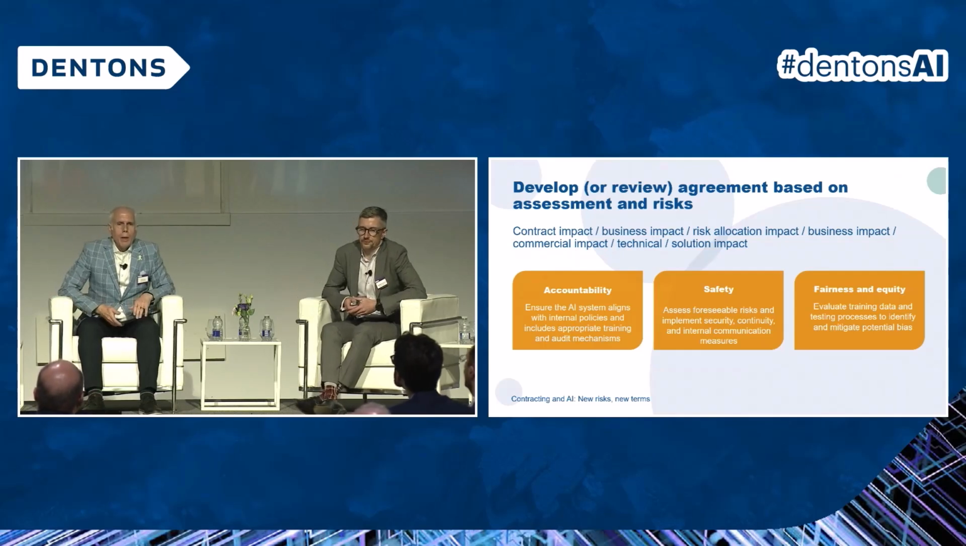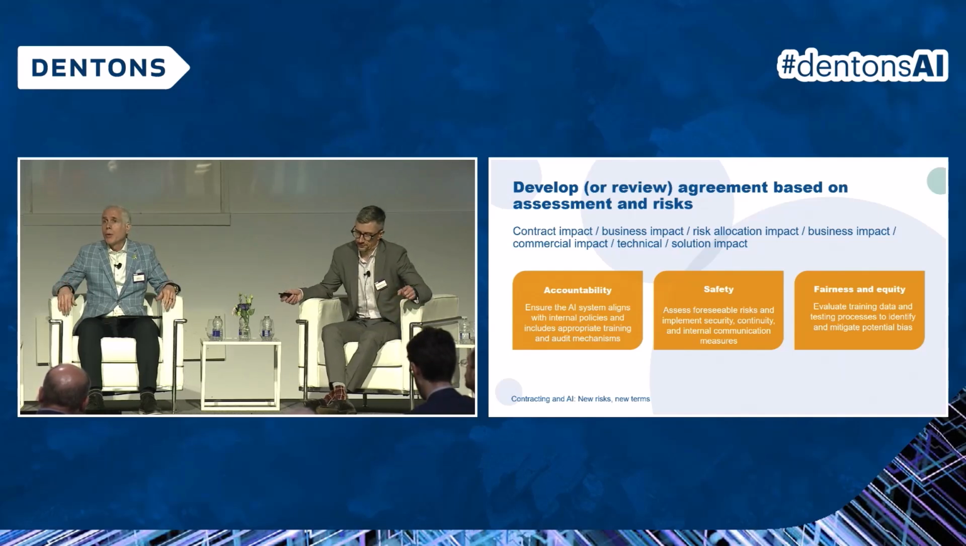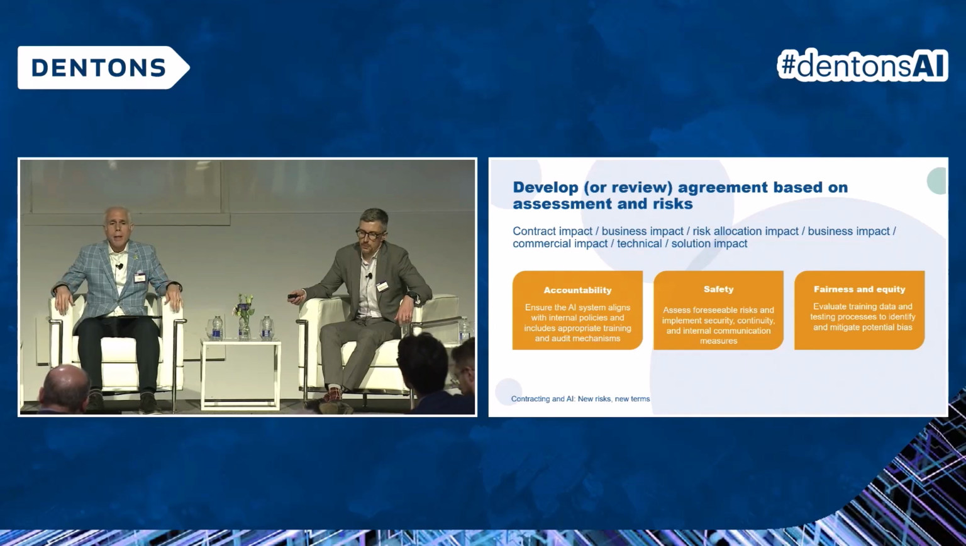Okay, so when we're talking about developing an agreement based on the assessment and risk, which we just discussed, there are certain factors you have to consider. One is accountability. We have to determine whether the AI solution complies with internal policies. Obviously, that's the most important factor, right? Make sure that the company's policies match what your AI solution is providing.